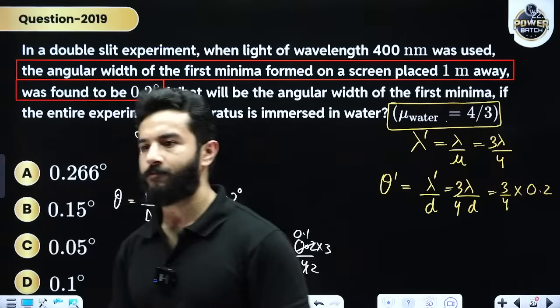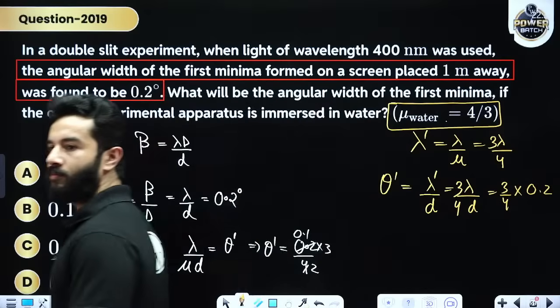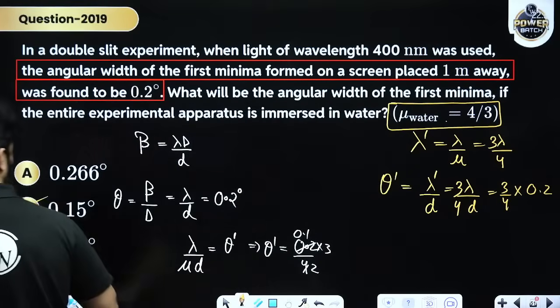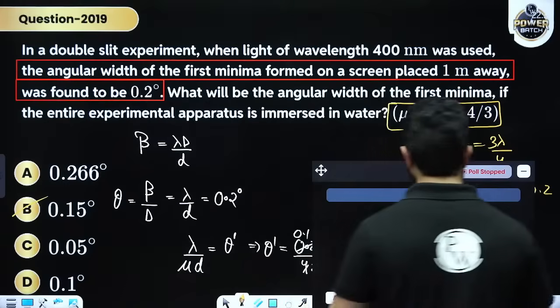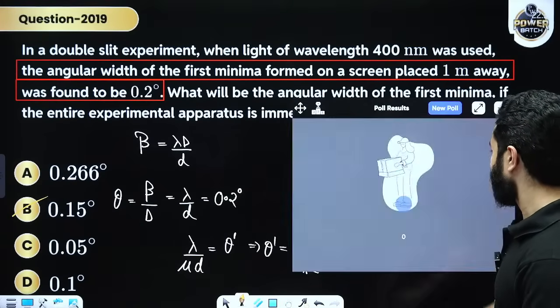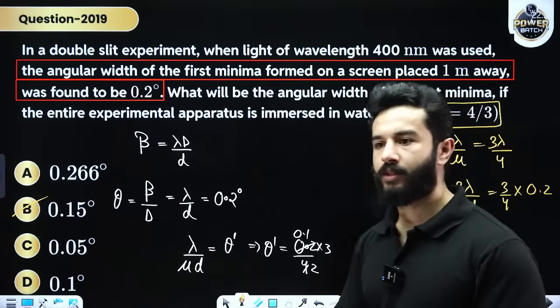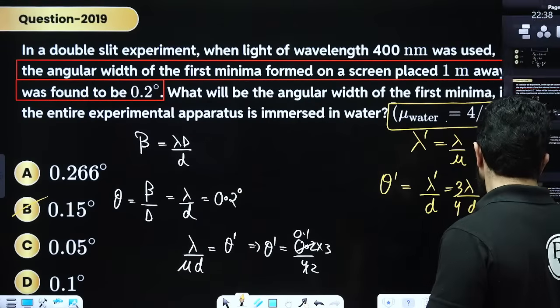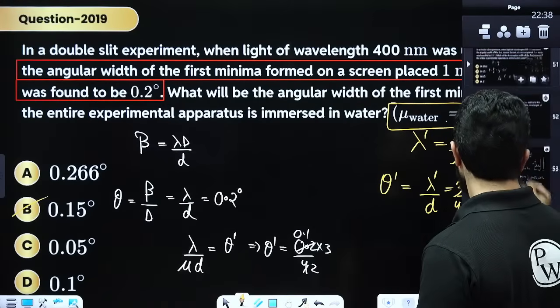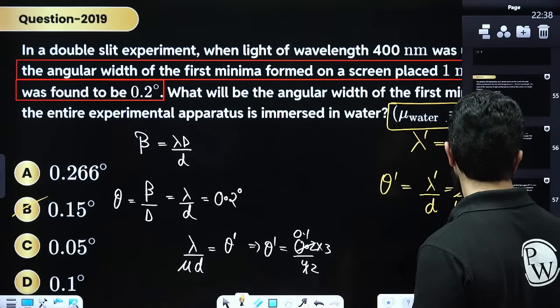Clear? Done? Any doubt? Mohan, any doubt, bachche? Is it sorted? Please check. Clear? Chalo. One question from angular fringe width done. Now let's move on.